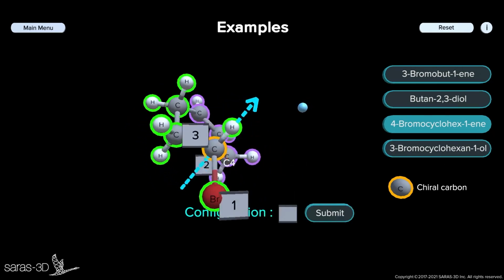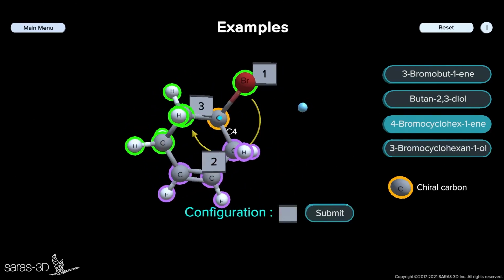Rotate the molecule so that the least priority group goes away from the viewer. We can see in the decreasing order of priority, if we rotate, the eye is getting rotated in a clockwise direction.